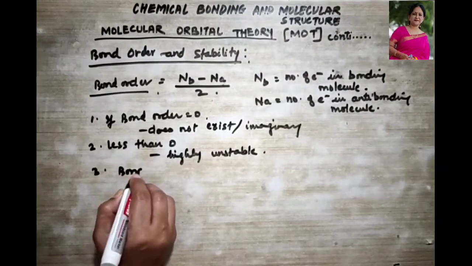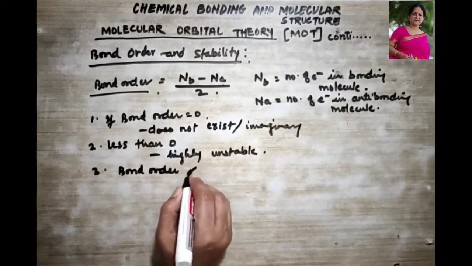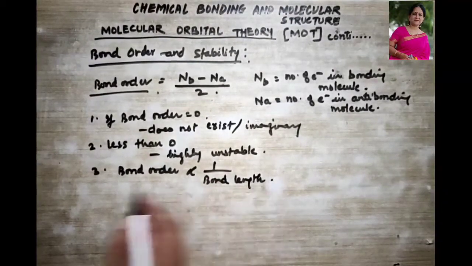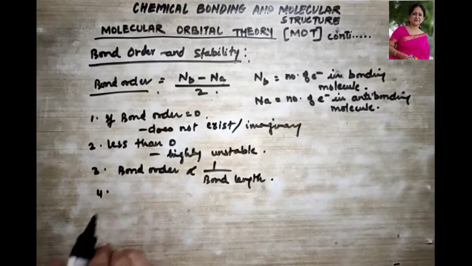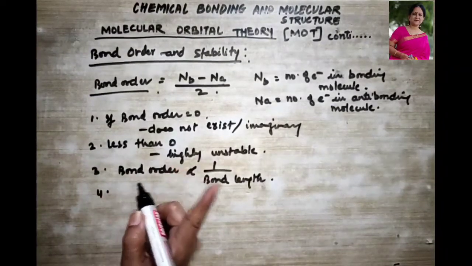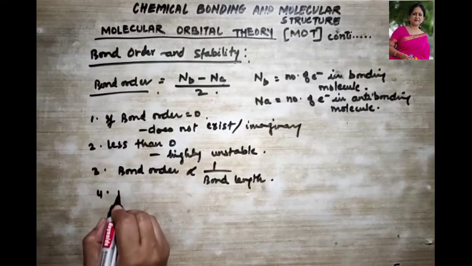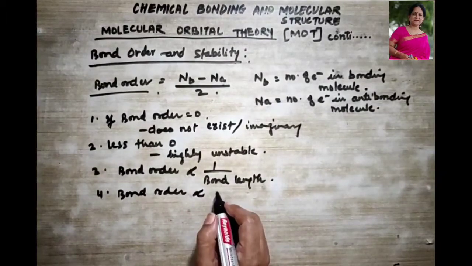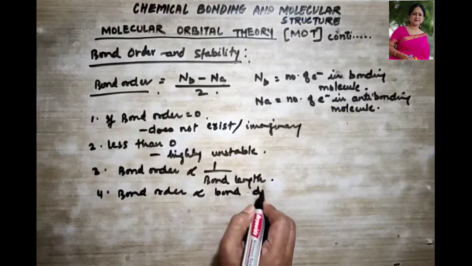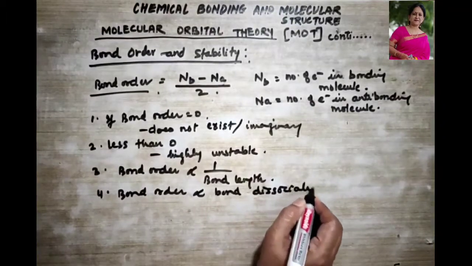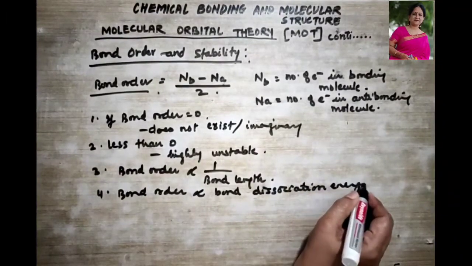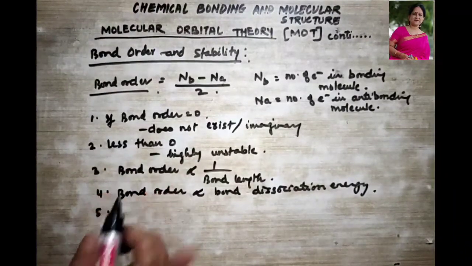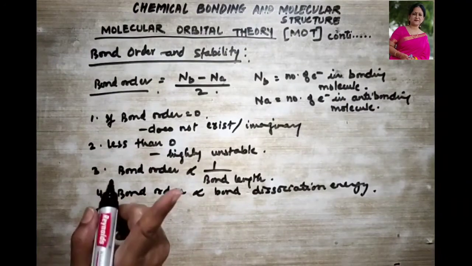Third point, bond order is always inversely proportional to its bond length. This is another point that you need to remember. Then bond order is directly proportional to the bond dissociation energy. Bond order directly proportional to what? Bond dissociation energy.